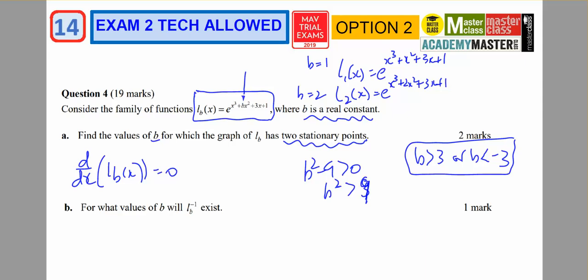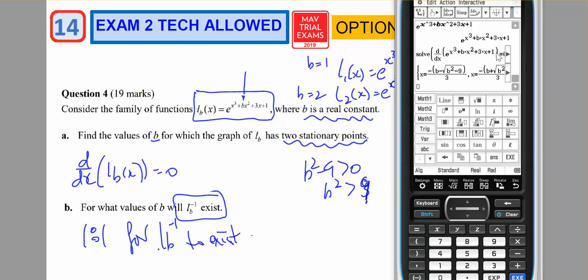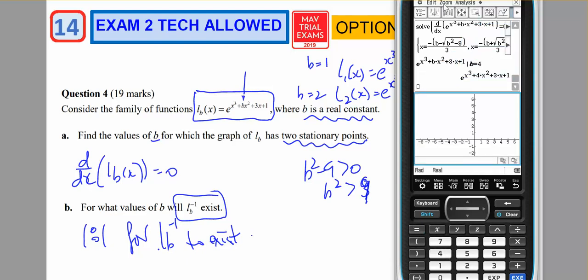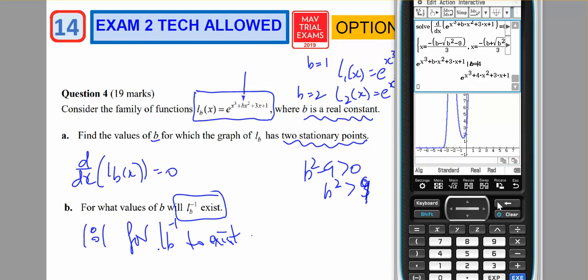What's the value of b when the inverse exists? Well, it's got to be 1 to 1 for Lb's inverse to exist. So obviously when there's two stationary points, it probably doesn't exist. So let's have a little look. If I take b equals 4, and let's have a little look, obviously it's not 1 to 1. And negative 4 is going to give me a similar problem, and it's not 1 to 1.